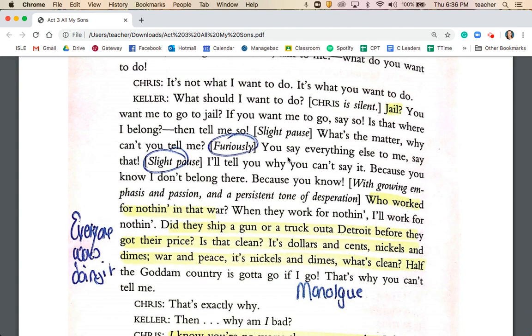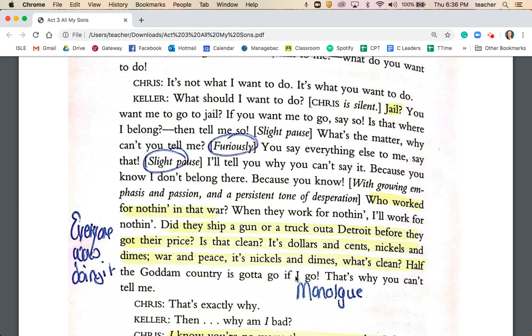And Keller's anger and his ferocity about the suggestion that he should possibly go to jail, that he should give himself up. And he says, who worked for nothing during that war. So he's saying everybody was cutting corners in the war. He said, did they ship a gun or a truck out of Detroit before they got their price? Is that clean? It's dollars and cents, nickels and dimes. War and peace, it's nickels and dimes. What's clean? Half the goddamn country is got to go if I go.